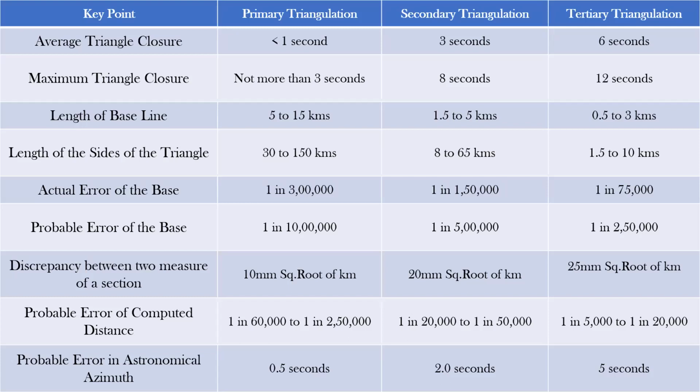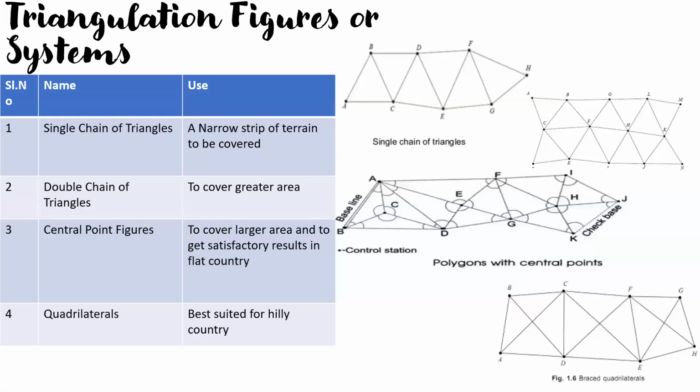And the probable error of computed distance is 1 in 60,000 to 1 in 2,50,000 for primary, 1 in 20,000 to 1 in 50,000 for secondary, and 1 in 5,000 to 1 in 20,000 in case of tertiary triangulation system. And dear students, this tabular column needs to be studied very well.